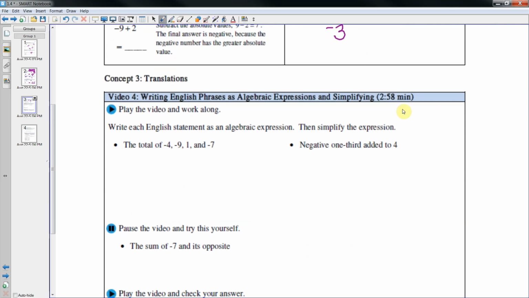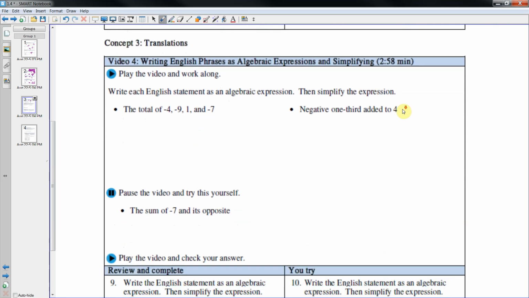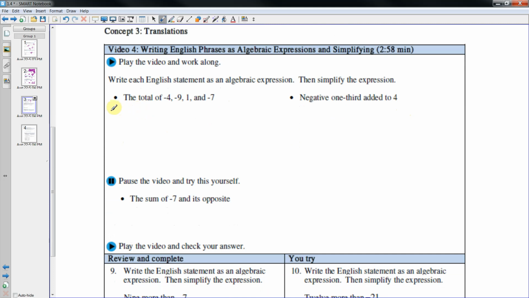Alright, so let's translate some phrases. The total means to add. So I'm going to need to do negative 4 plus negative 9 plus 1 plus negative 7. Now you can do this a couple different ways. You could group all the negatives together and add the negatives and then add the 1 to them. I like to just do them in order. Negative 4 plus negative 9 is going to give me negative 13 because I add and keep the negative.